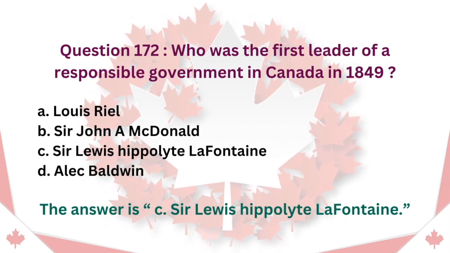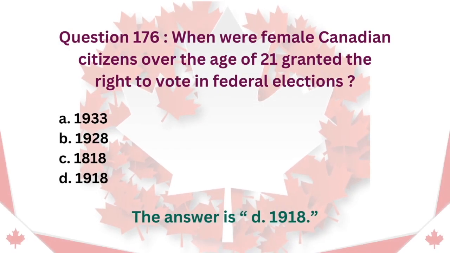Question 172. Who was the first leader of a responsible government in Canada in 1849? A. Louis Riel. B. Sir John A. Macdonald. C. Sir Louis Hippolyte Lafontaine. D. Alec Baldwin. The answer is C. Sir Louis Hippolyte Lafontaine.